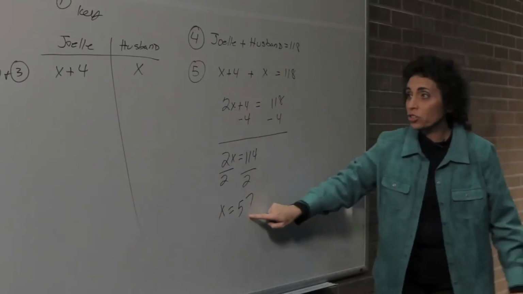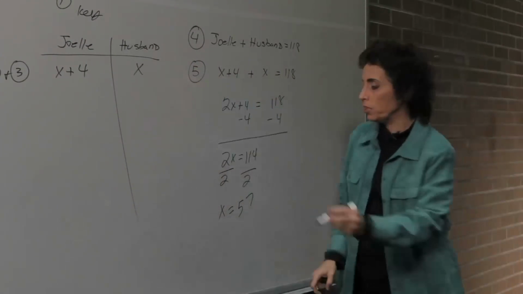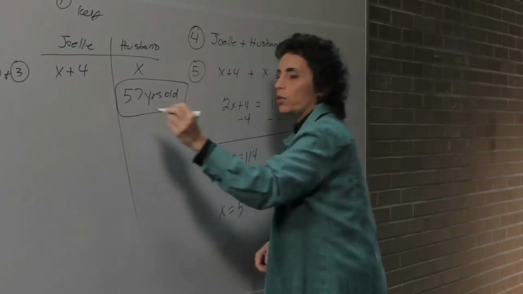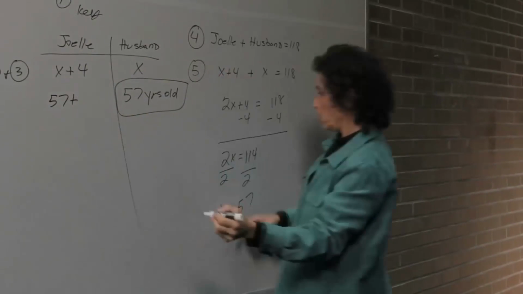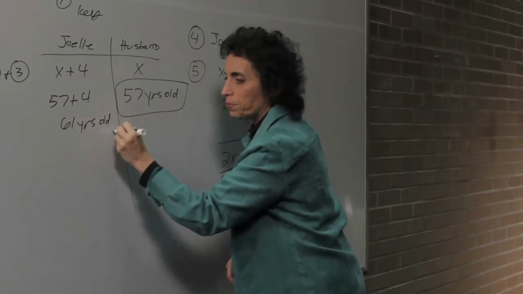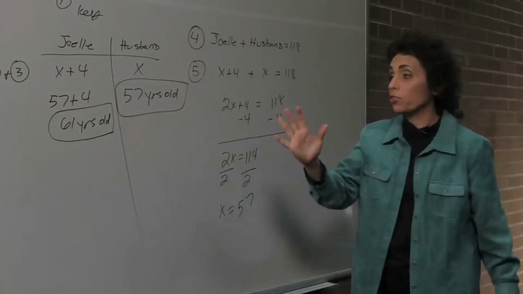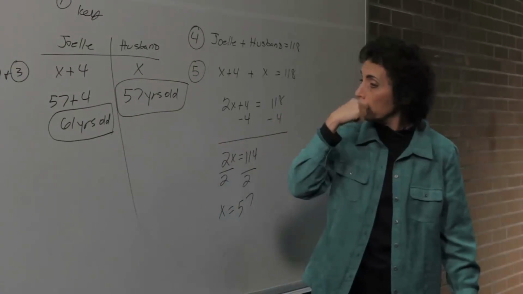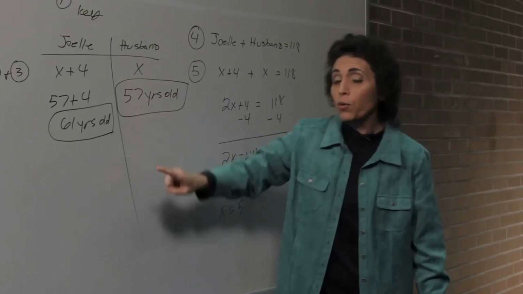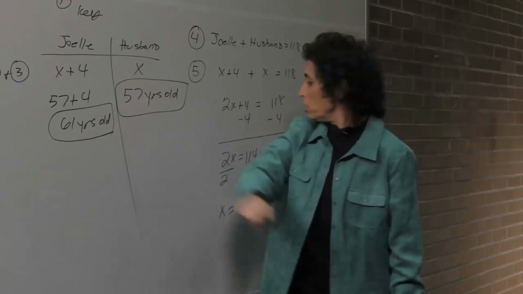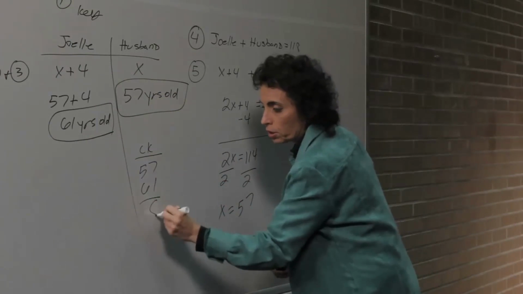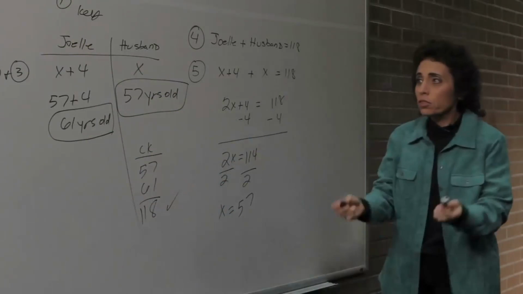57. So we know x is 57, but what is x? x is her husband's age. So her husband is 57 years old. And we know Joelle is 57 plus 4, which is 61 years old. And now we have to make sure it matches the words. Here's the check, and we can actually do this in our head if we'd like. First of all, Joelle is 4 years older than her husband, and she is. We also have to know that these two add up to 118. So it checks out.